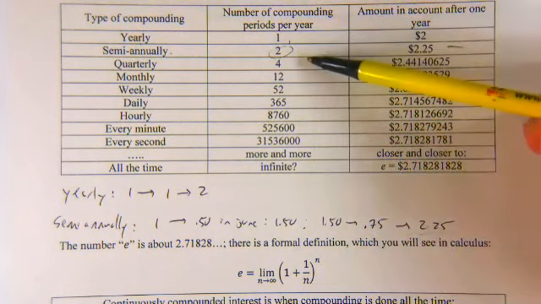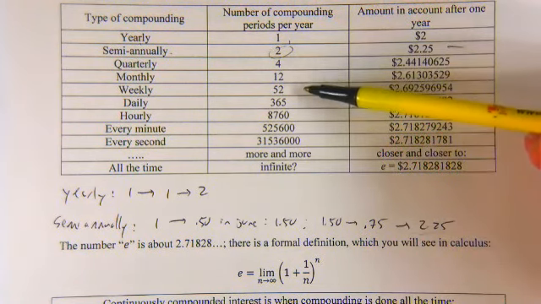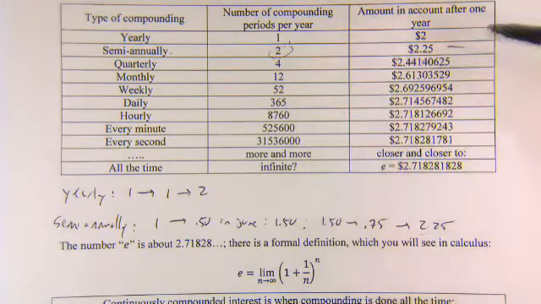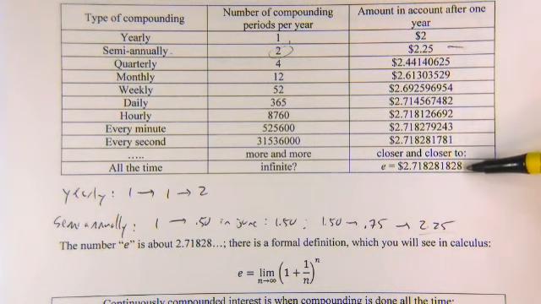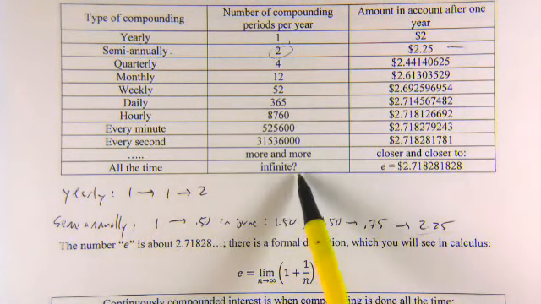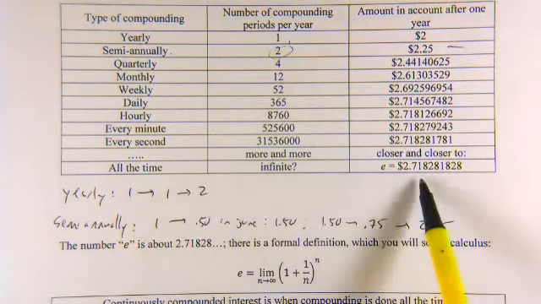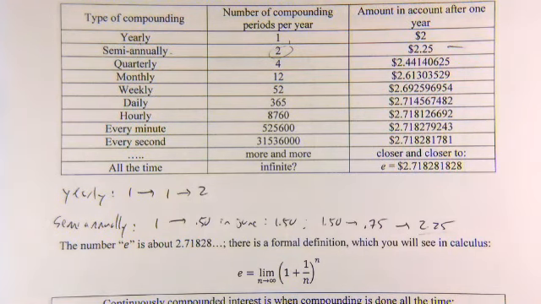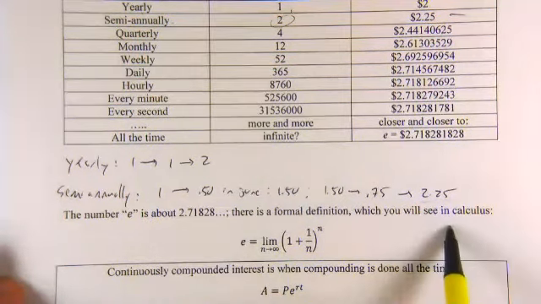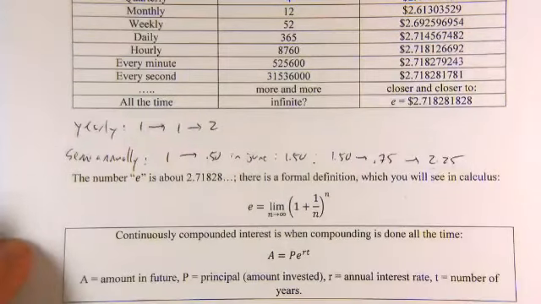And if you keep doing that, quarterly is 4, monthly is 12, weekly is 52, daily, hourly, every minute, every second, et cetera. The amount of money that you get builds up, but it reaches a limit, and this limit is a number called E. If you have an infinite number of compounding periods, if you're compounding all the time, E is 2.718281828. That's what that number E is. There's a formal definition; if you take calculus, you'll see it. We're not actually going to do it.